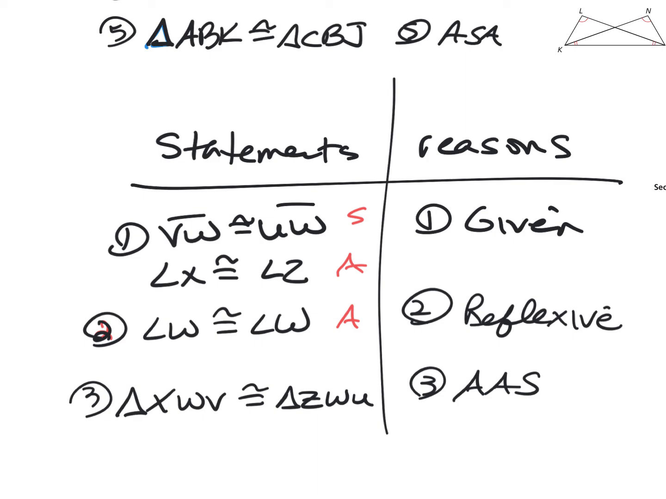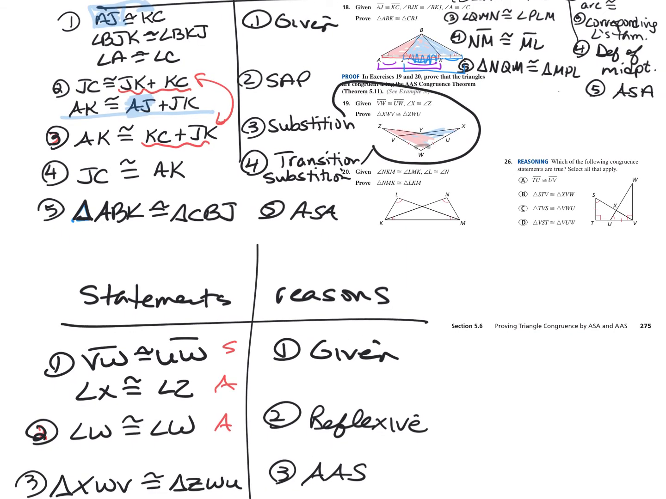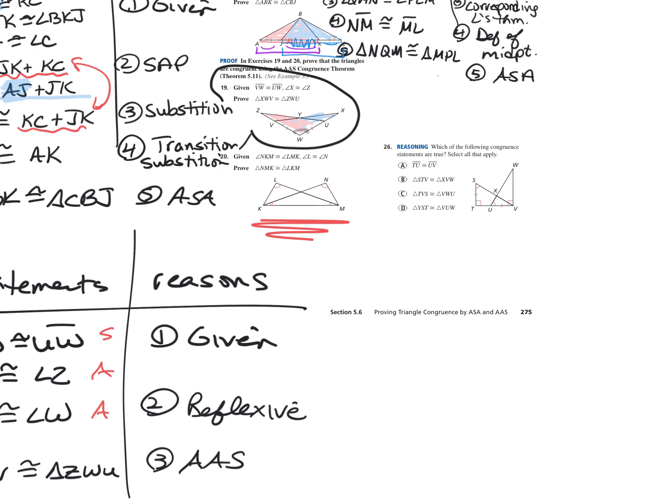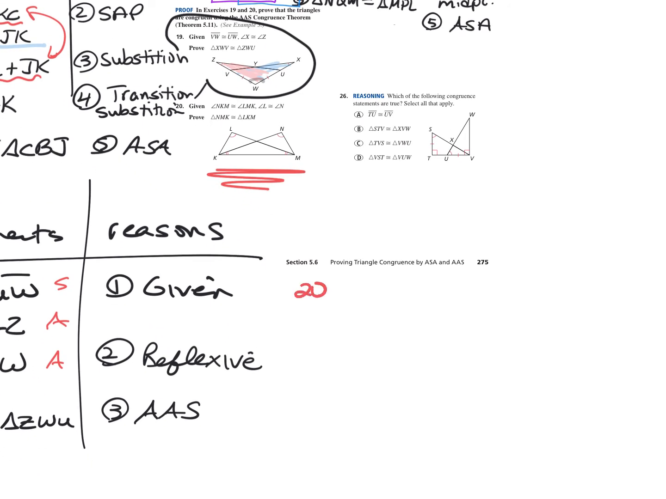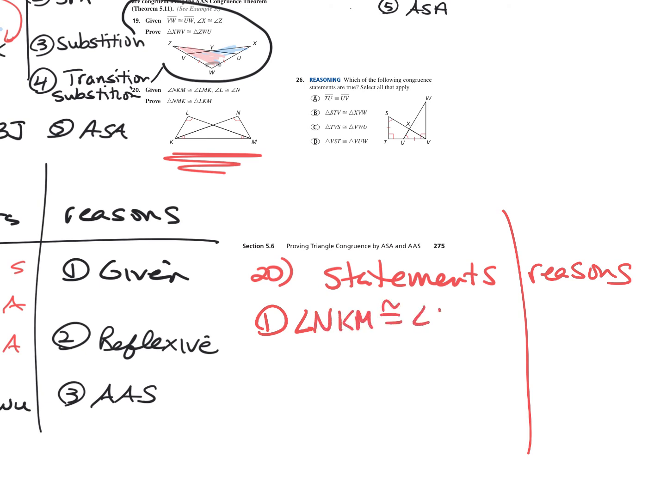Let's try the next one, number 20. So this is the picture here. Again, I know it's kind of fuzzy for you guys. Let's see what we can do here. Statements and reasons. So again, number one, just restate your given that angle NKM is congruent to angle LMK, and angle L is congruent to angle N. And this is given. And again, it's already labeled in your picture.